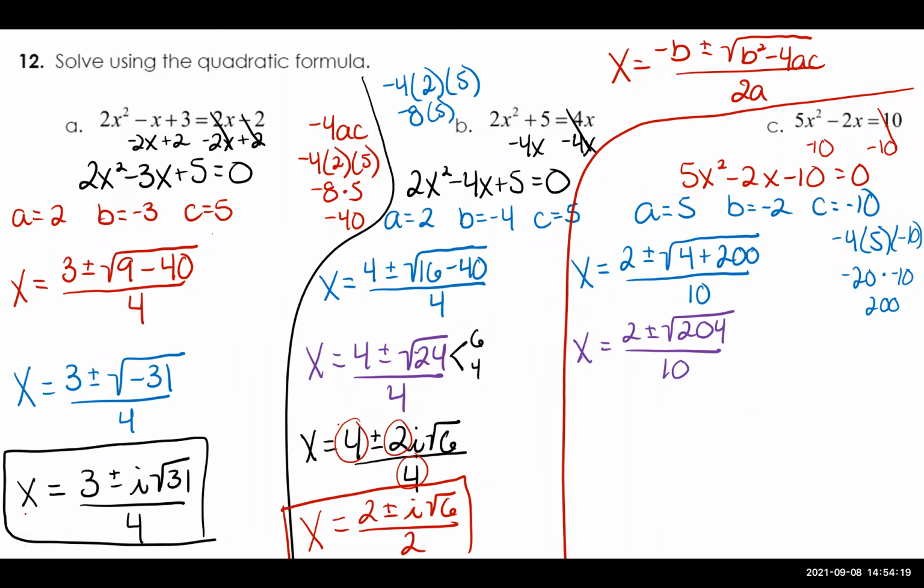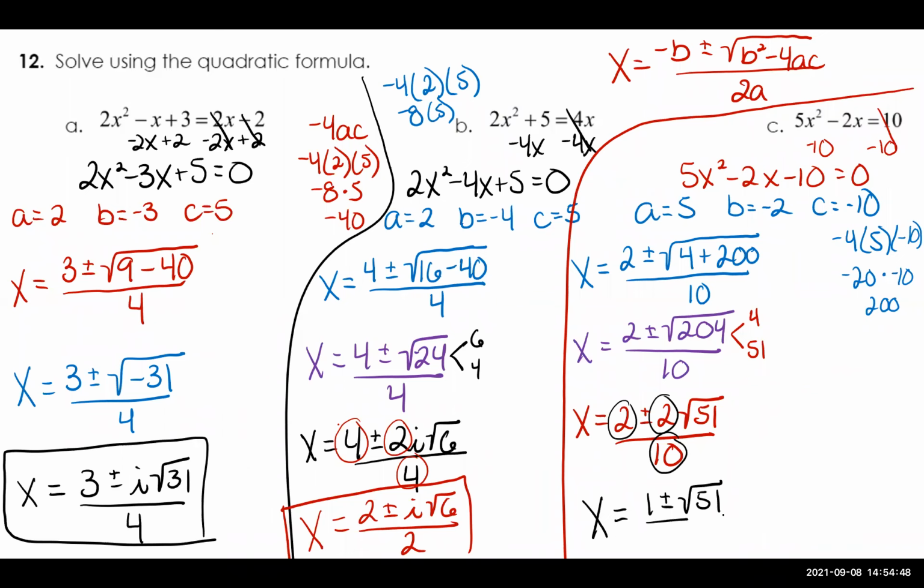Let's see. Perfect squares that go into 204. I can break this into 4 and 51. So the square root of 4 is 2, and there's a leftover 51 inside the radical, all still divided by 10. So our last step would be to reduce something that goes into 2, 2, and 10 would be a 2. So our final answer is 1 plus or minus 1 root 51, or just root 51 all over 10.